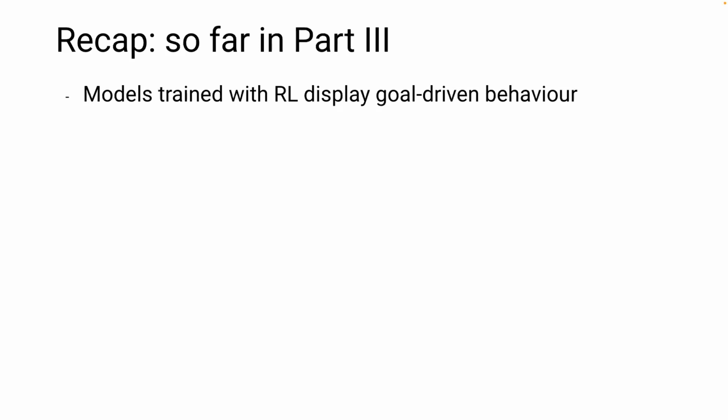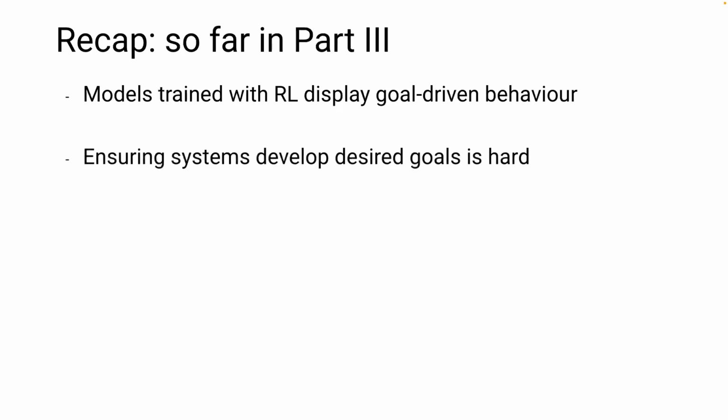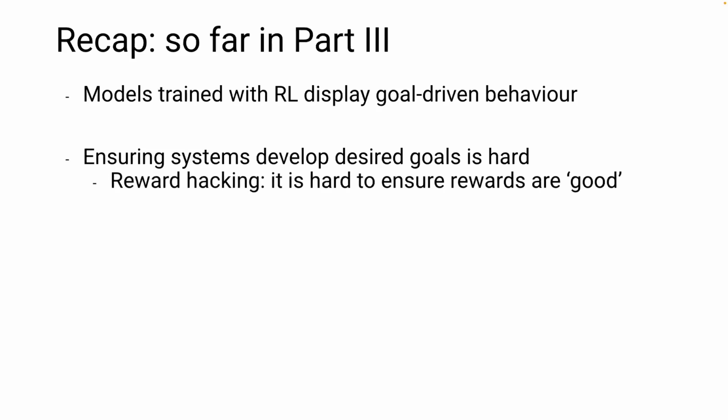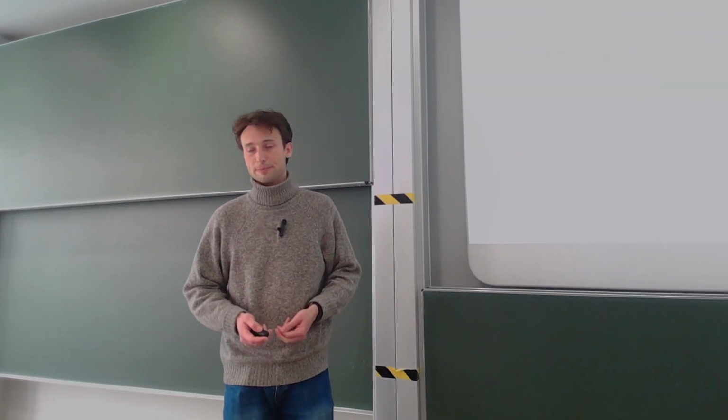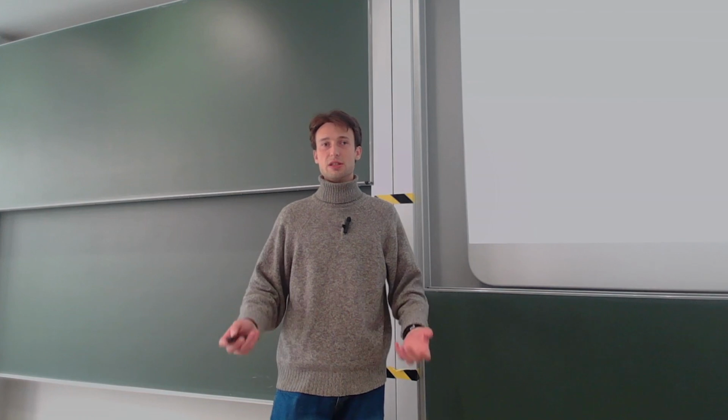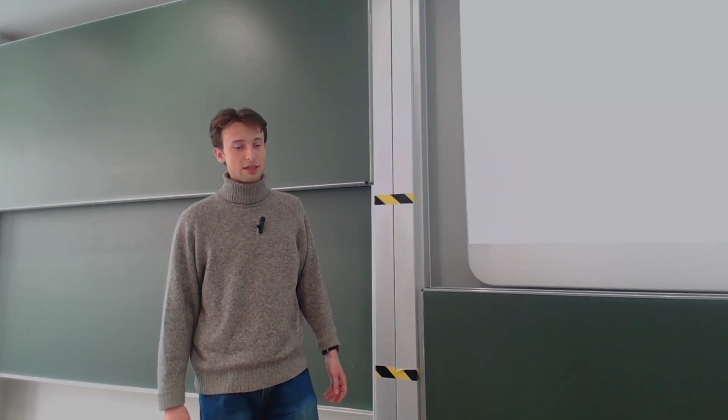So in the lecture on optimization and reasoning, we saw that models trained with reinforcement learning often display quite sophisticated goal-directed behaviors. Then in the next lecture, I discussed various ways in which ensuring systems develop the goals we want can be hard. So we looked at reward hacking. The consequence of this phenomenon is that it's very important to ensure that the rewards we're administering to models are good, such that the behavior that is encouraged by these rewards is actually the ideal sort of behavior we intend to see.